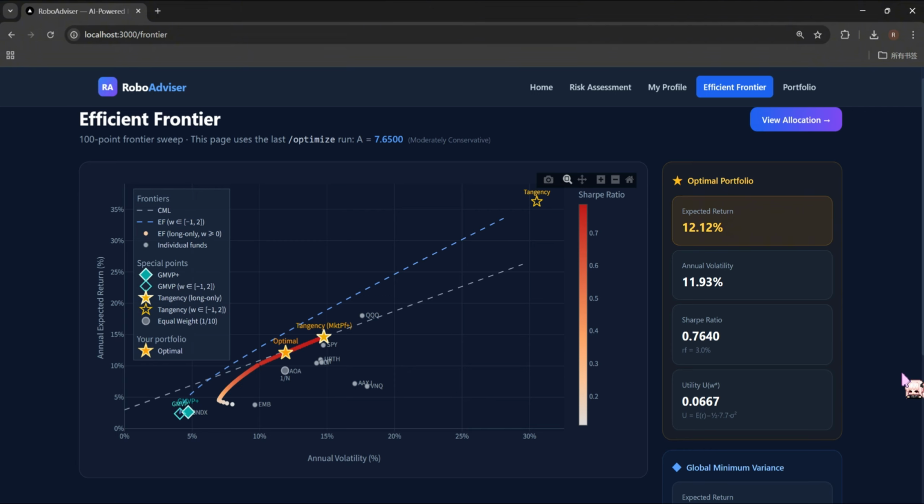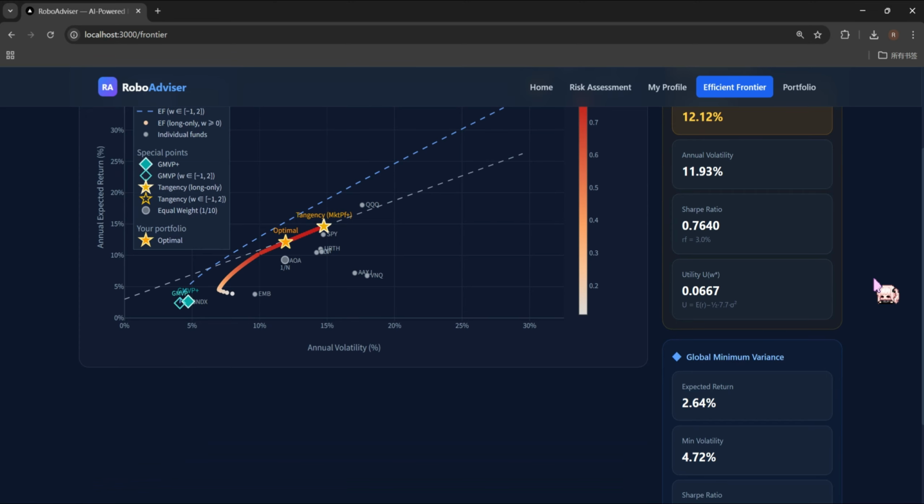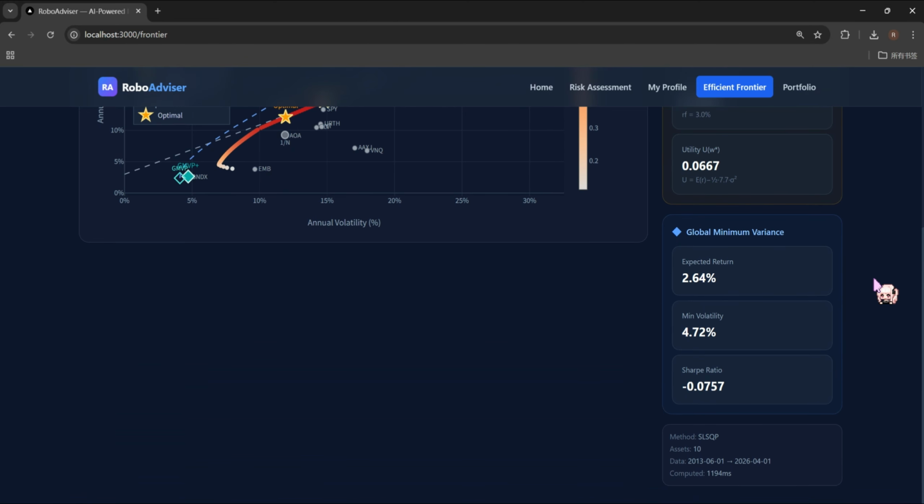The optimal star is the point that maximizes the utility that uses your elicited aversion, which trades off the mean and the half aversion times variance in the way you have seen in the course notes, so the star is not guaranteed to be the same as the tangency when someone is not a pure return per unit risk maximizer in that narrow sense.